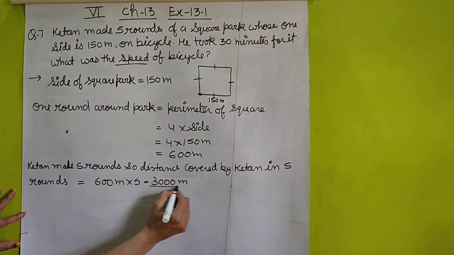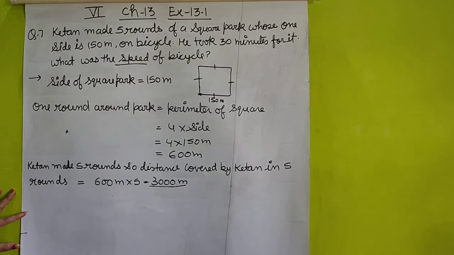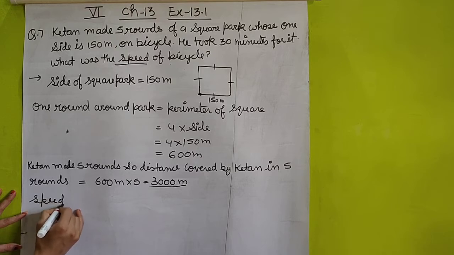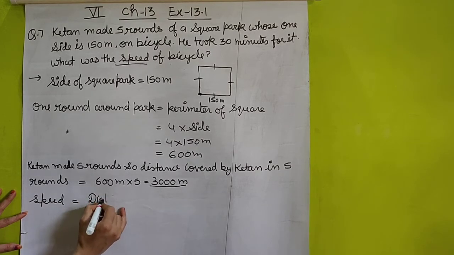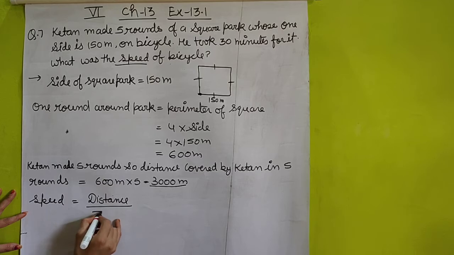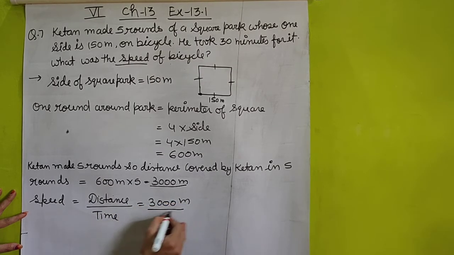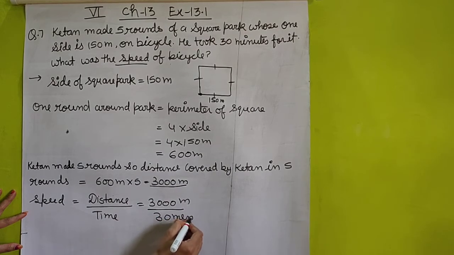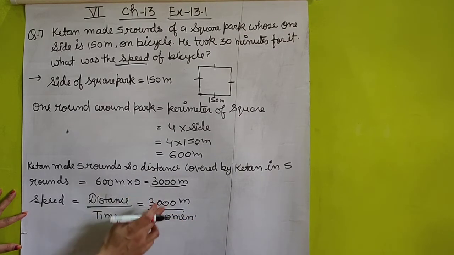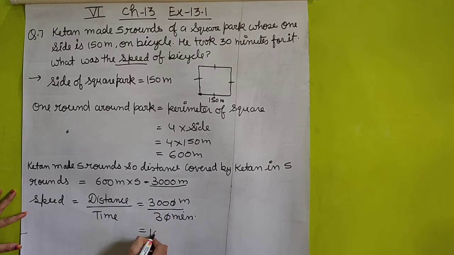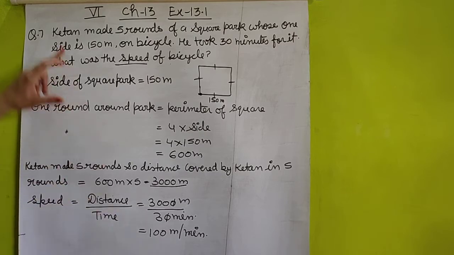Now we have distance and we also have time, 30 minutes, and we are to find out the speed. So speed will be distance upon time. Distance is 3000 meter and time is given as 30 minutes. When you solve both of them, 0 cut with the 0, 3 ones are 3, so you will get 100 meter per minute. 100 meter per minute will be the speed of Ketan.